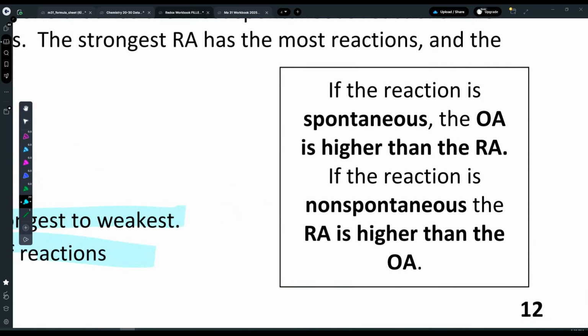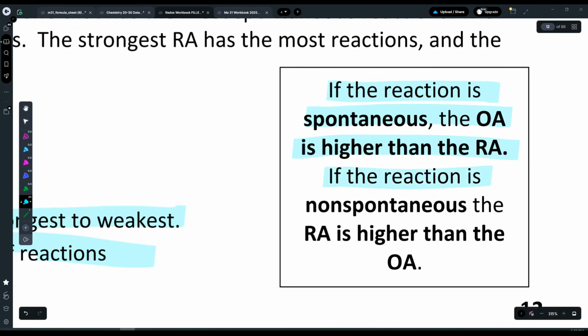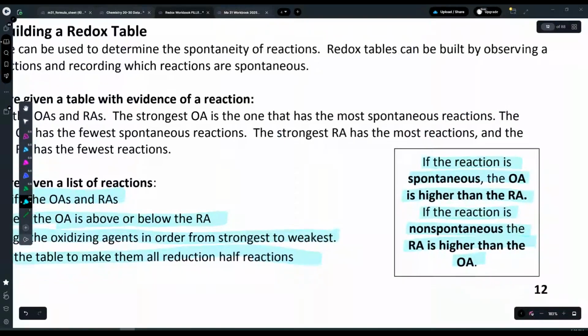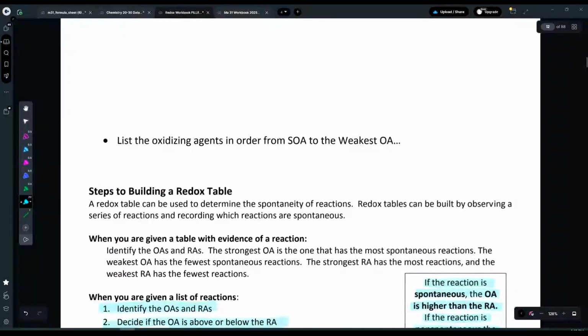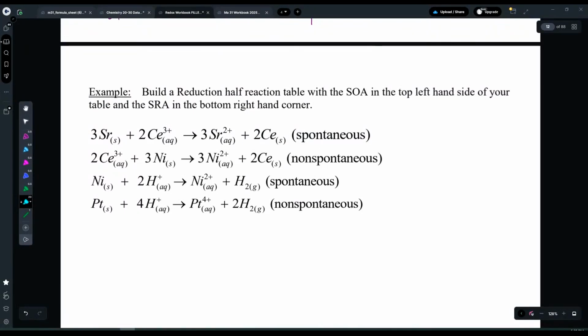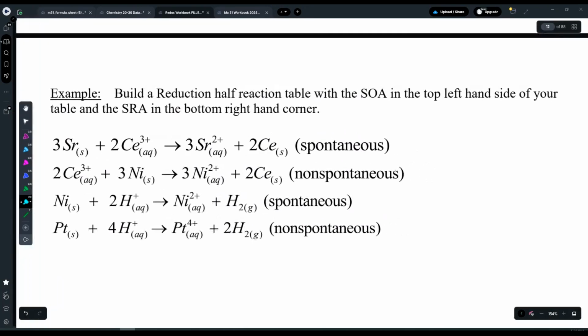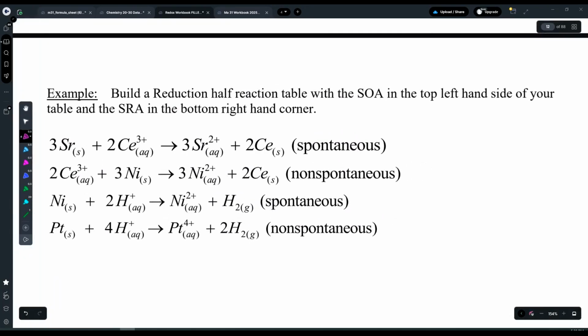If the reaction is spontaneous, the OA is higher than the RA in the redox table. If the reaction is non-spontaneous, then the RA is higher than the OA in the redox table. Okay, so we're going to use this to help us build the table here. We've got our series of reactions, and we're asked to build a reduction half reaction table.